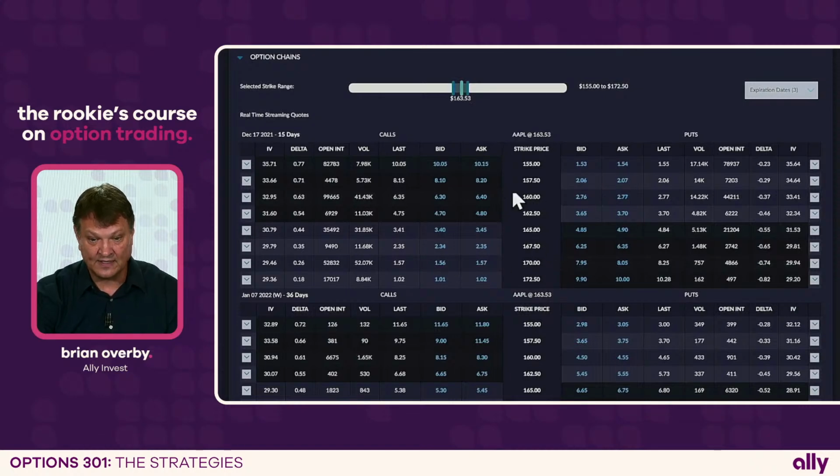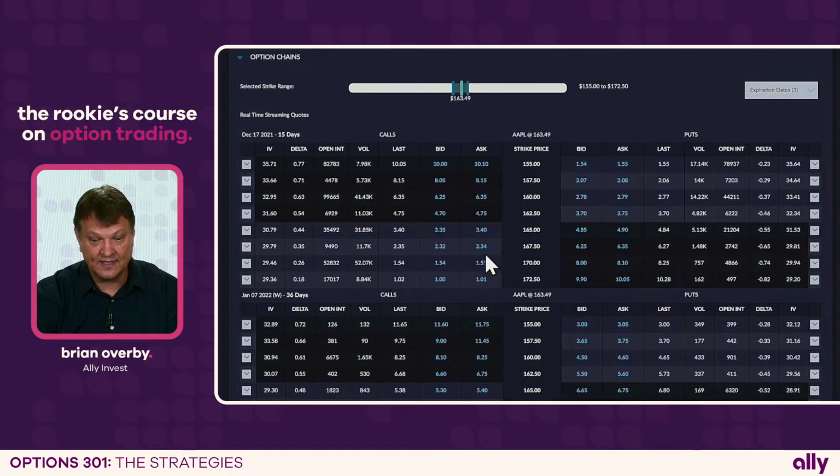All right. So underlying stock is trading at 163.53 on the live quotes here. We have the calls on this side. We have the puts on that side. We have a bid and an ask. That's the price to buy the option contract. Here's the last trade. We have volume and open interest, which we went into great detail yesterday. Now we're going to talk about the delta.